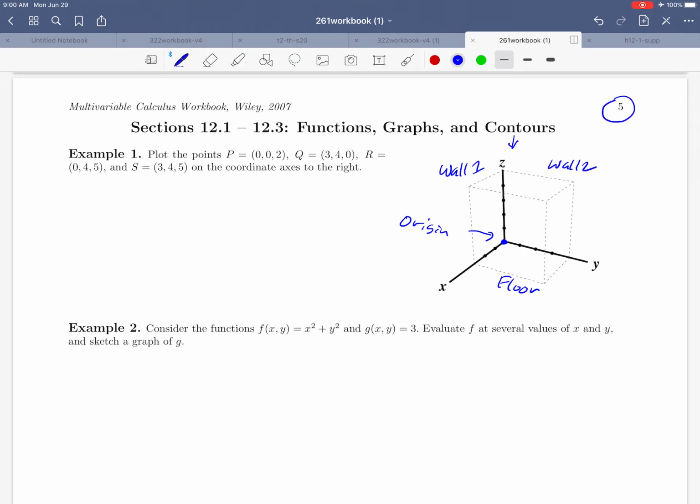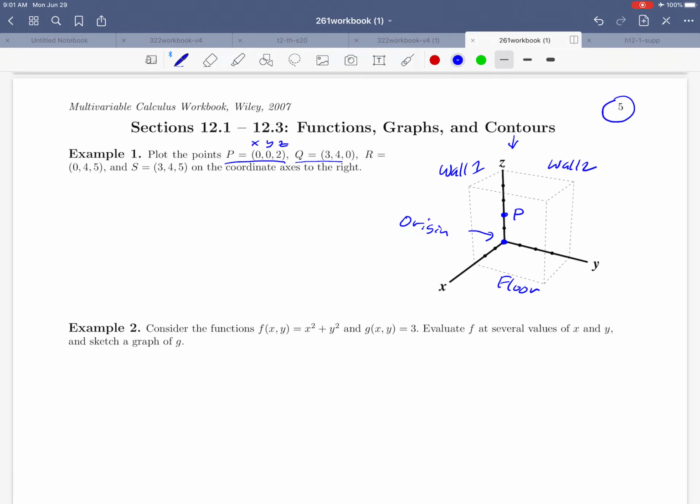Now this problem specifically wants us to locate a couple of points. Let's start with P, (0, 0, 2). Where would that be? Remember that these are coordinates x, y, and z, so it's telling us we want to move 0 units in the x and y directions and then 2 units in the z direction. So we'd start here at the origin and simply go up 2, and that would be where P is. Notice that point is exactly 2 units up from the origin, above the floor.